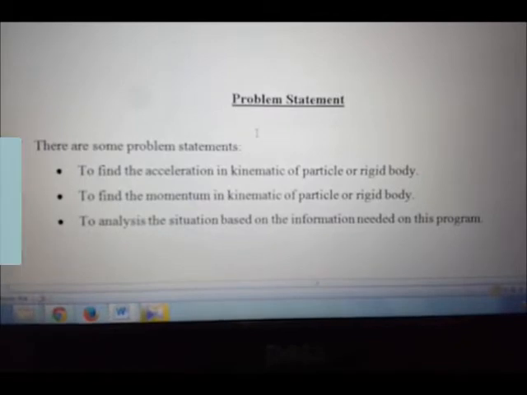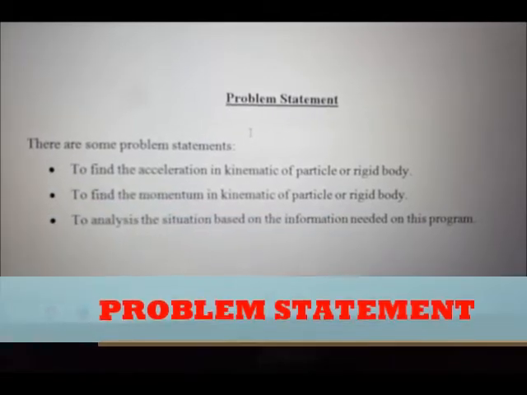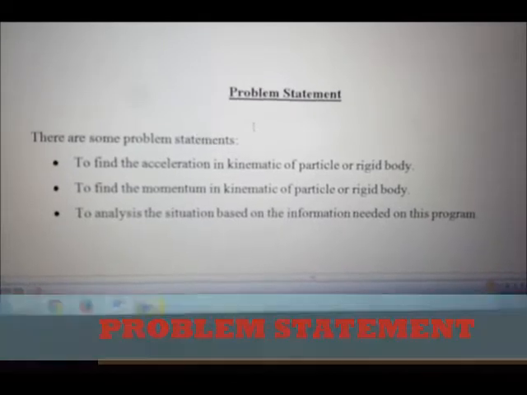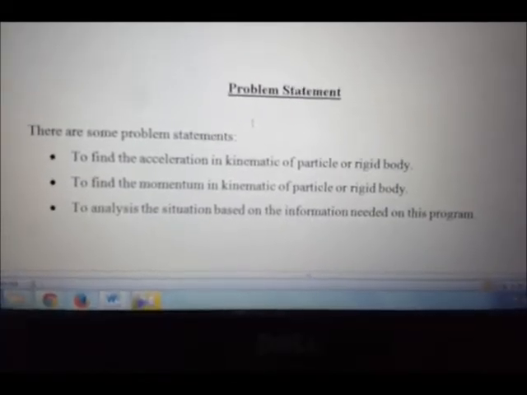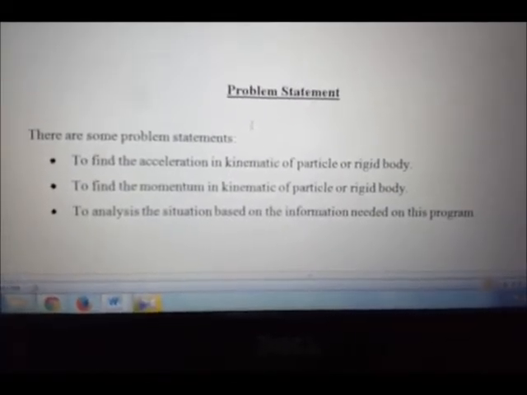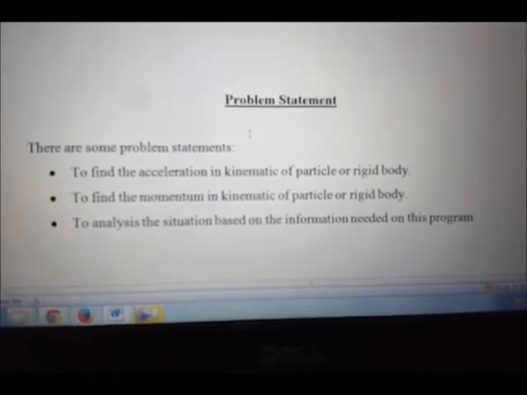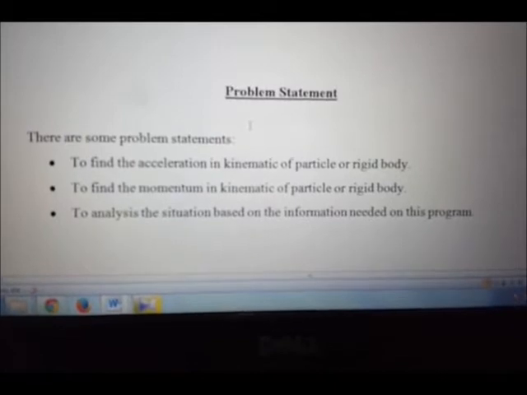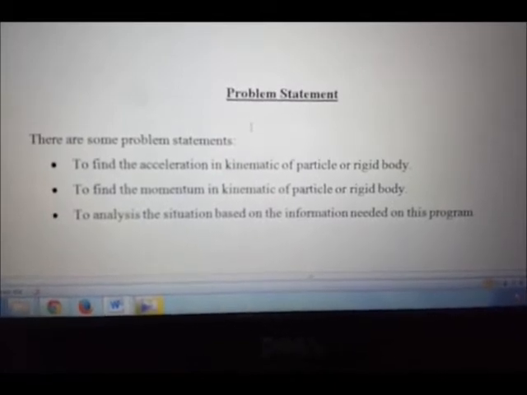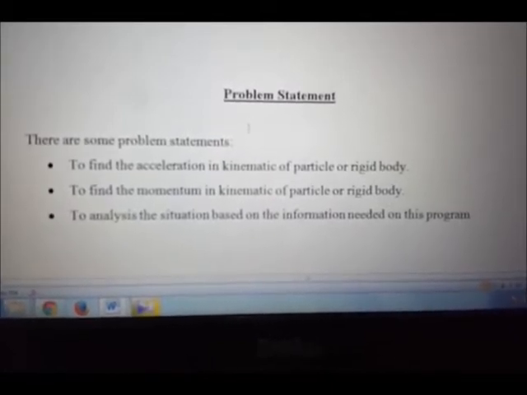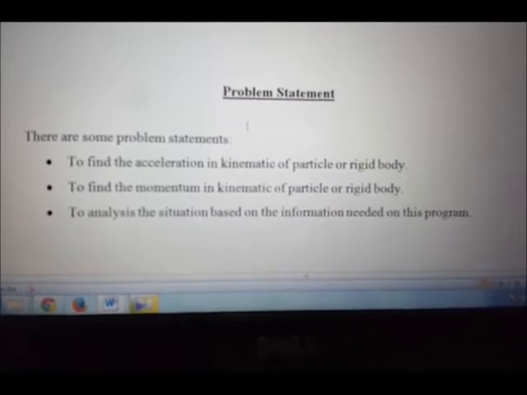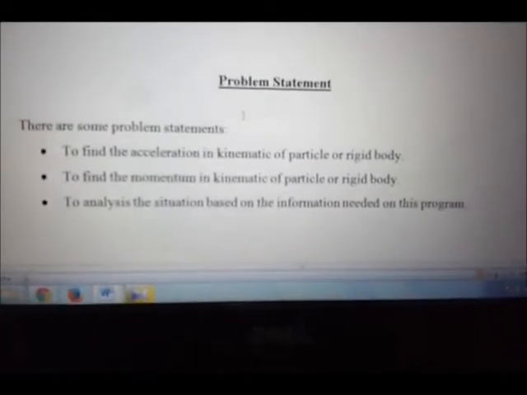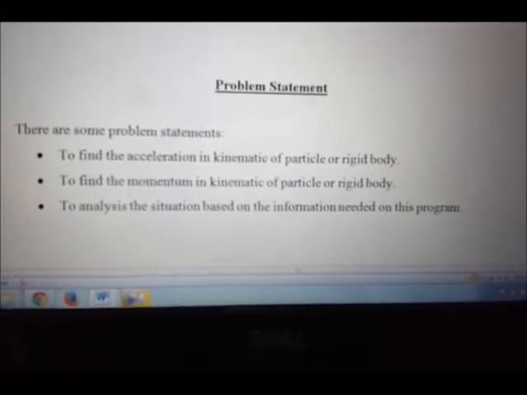This is the problem statement for our programming. There are some problem statements. First, to find the acceleration in kinematic of particle or rigid body. Second, to find the momentum in kinematic of particle or rigid body. Third one, to analyze the situation based on the information needed on this program.